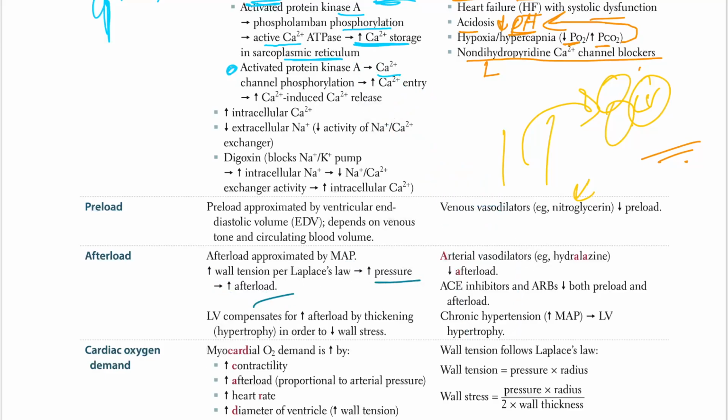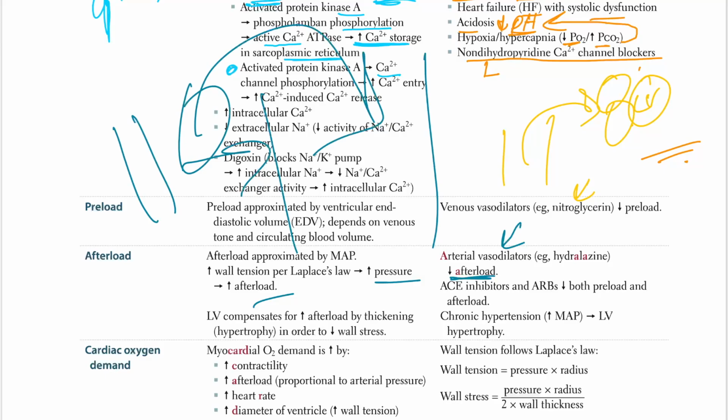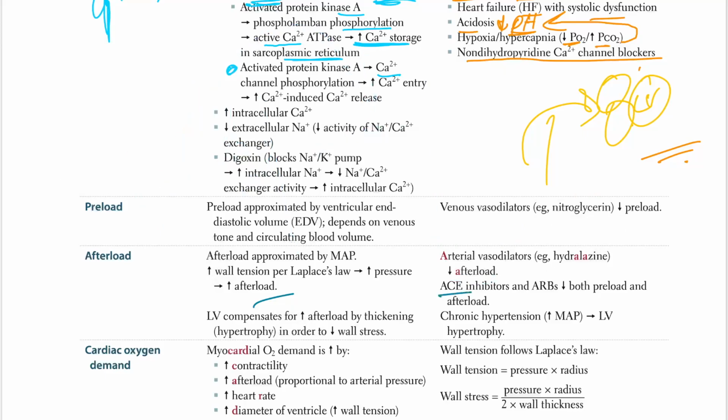The next thing is arterial vasodilators, for example, hydralazine. Hydralazine will decrease the afterload. Again, same thing with you. The vessels were constricted. You open them up, vasodilate them. Guess what's going to happen? The heart has an easier way of getting things out, and that would decrease the afterload. ACE inhibitors, ARBs, decrease the preload and the afterload.